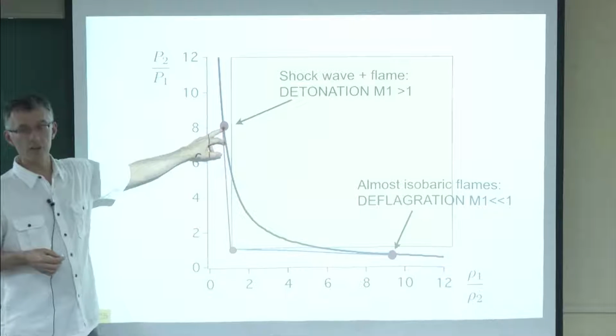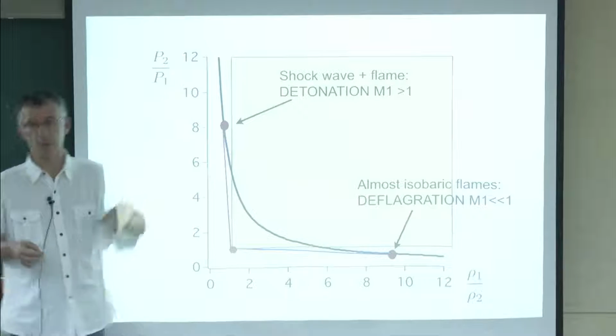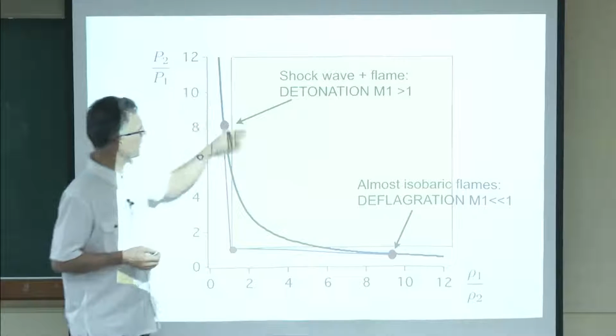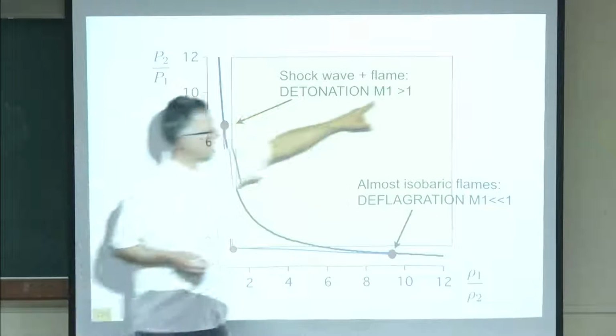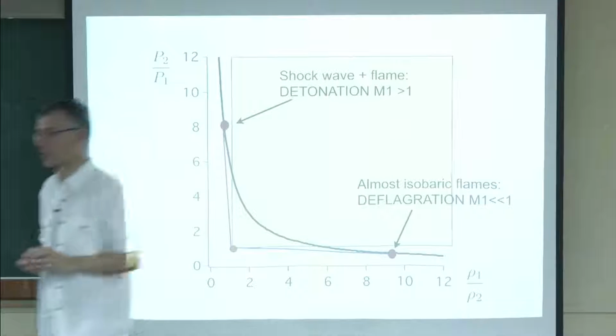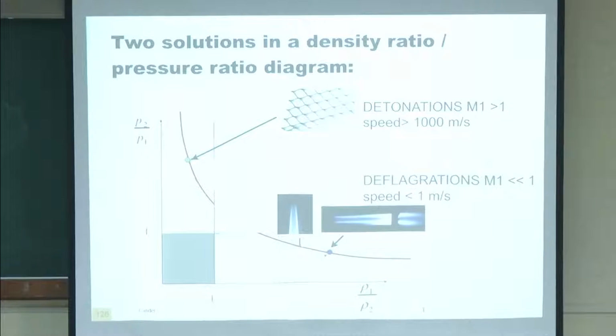This other solution here is more surprising. It's a solution where the pressure increases by a large number through the flame front, and we call it a detonation. And you can easily prove that if you are here, the Mach number is going to be much more than unity, and if you are here, the Mach number is going to be much less than unity. And this splits the world of combustion in 2 worlds.